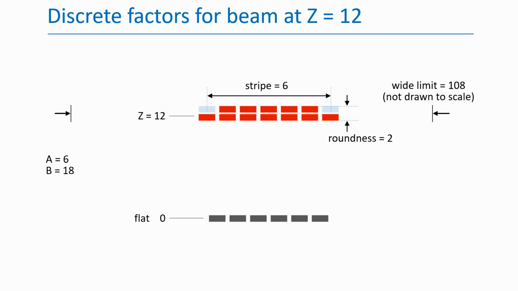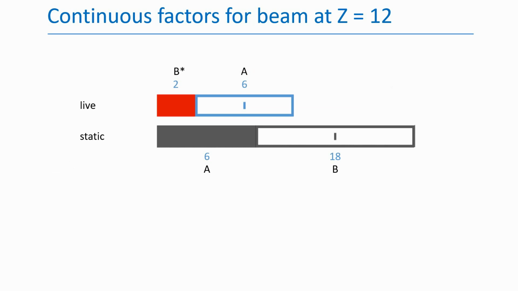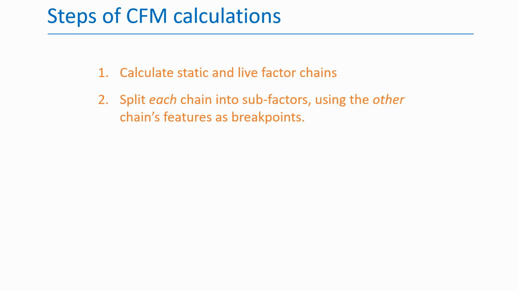Now we'll do the same calculation using continuous factors. The first step, again, is to calculate the live at z equal to 12. This step is done exactly like in the discrete factor model, except that now we're drawing it using a slightly different type of diagram, but the calculation that it represents is exactly the same. The following step is to split each chain into subfactors using the other chain's features as breakpoints. That's features, not factors. Let's see how this works.